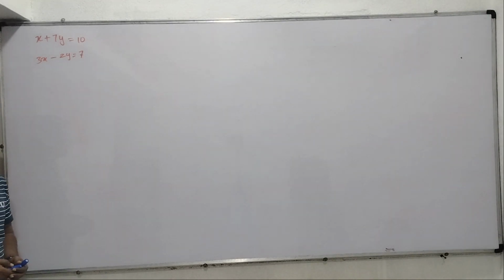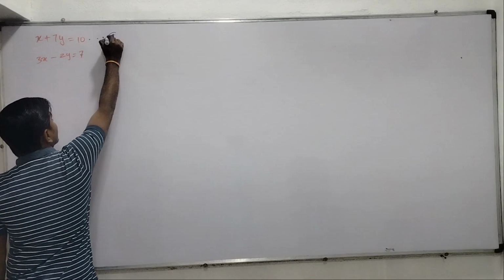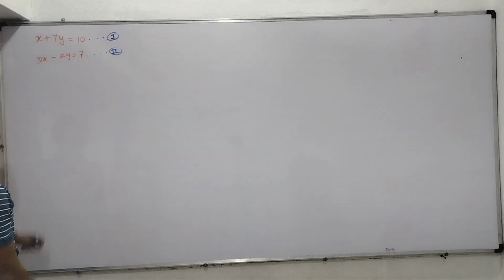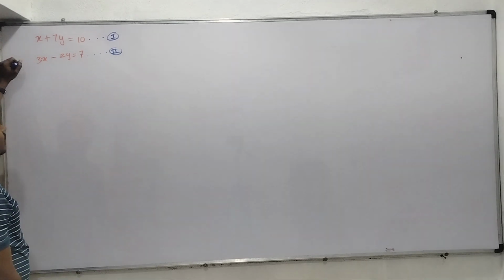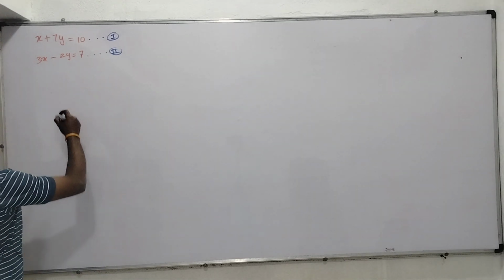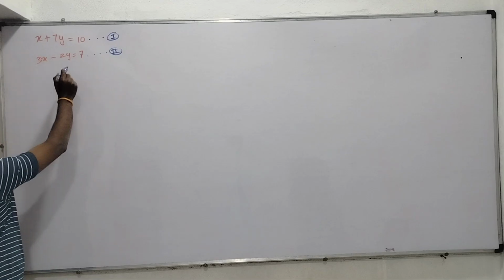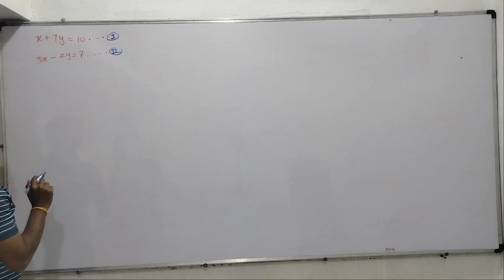Today we are going to solve this pair of equations: x plus 7y is equal to 10 and 3x minus 2y is equal to 7. First we are going to name the equations. The first equation will be our first equation and the second is our second equation. Okay, so here nothing is common. If we want to eliminate any one variable, we have to get one thing common.